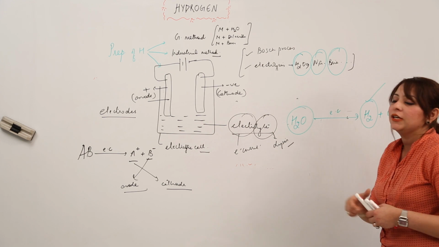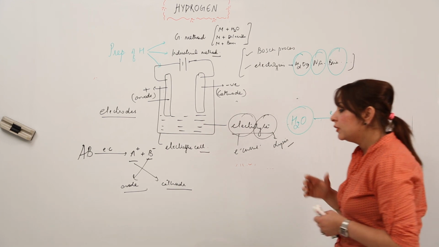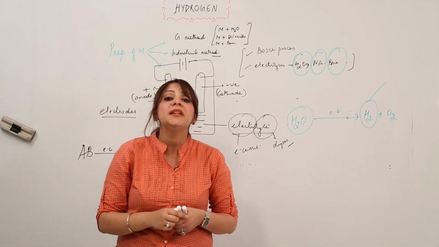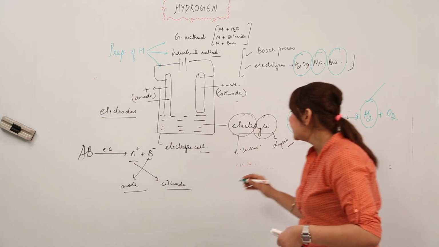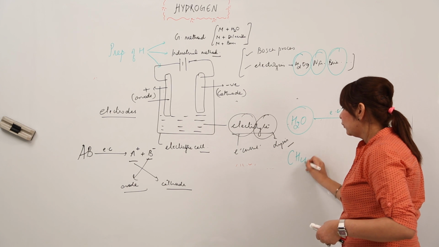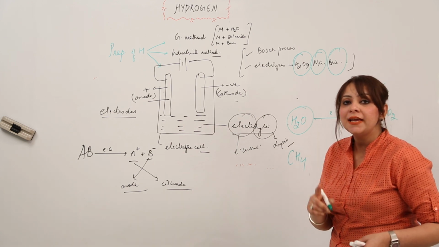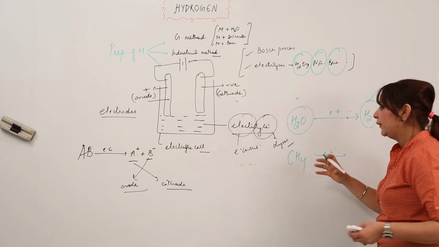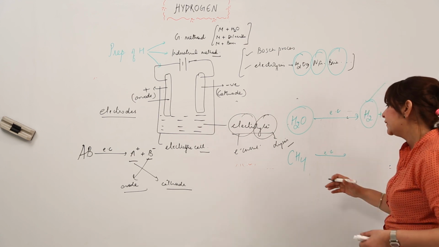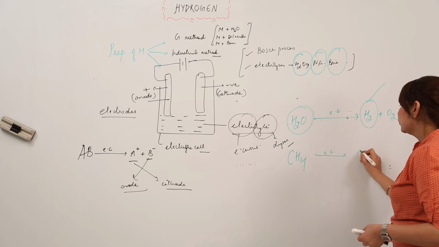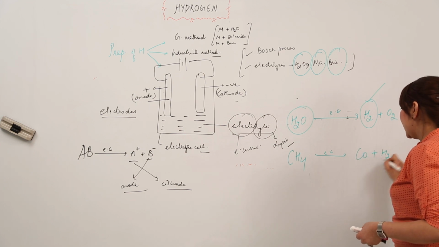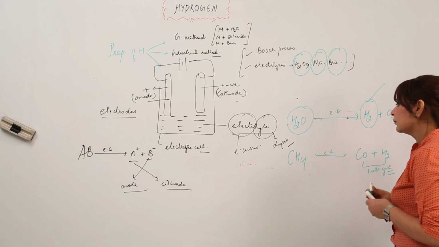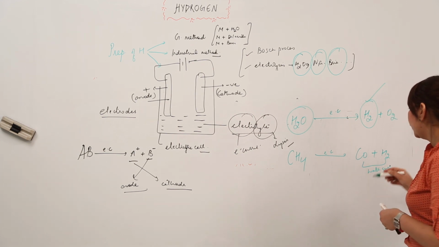Similarly, if we do the electrolysis of natural gas, I think you are familiar with natural gas. The main component of natural gas is methane. What is the formula for methane? CH4. So what happens when we carry out the electrolysis? When the electric current is passed, it breaks up into CO plus H2, again a water gas. Right. So what happens to this water gas?